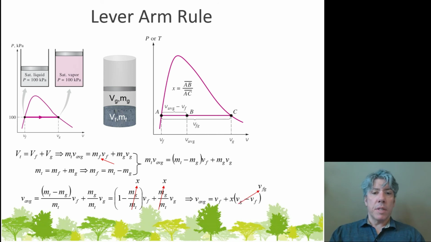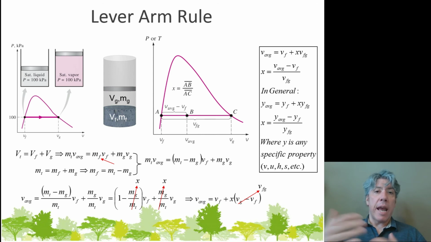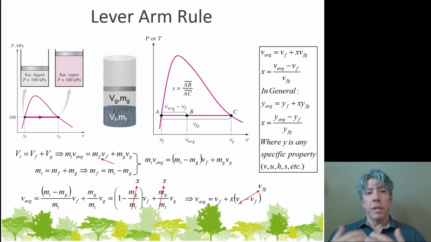Now a lot of times the difference between the specific volume in the gas phase and the specific volume in the liquid phase is just called vfg. In fact, this so-called lever arm rule is nothing more than an average. That's all it really is, an averaging thing. And what it does is it gives you the average property as a function of the individual properties, the property in the liquid and the property in the vapor, and then the percentage that is available. So we could write this not just in terms of specific volume, but in general as any property that we wish.